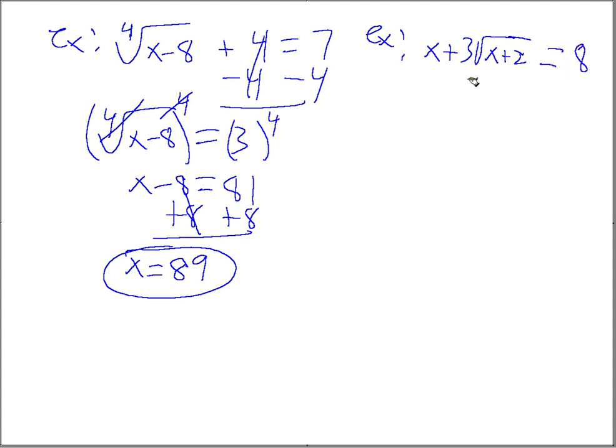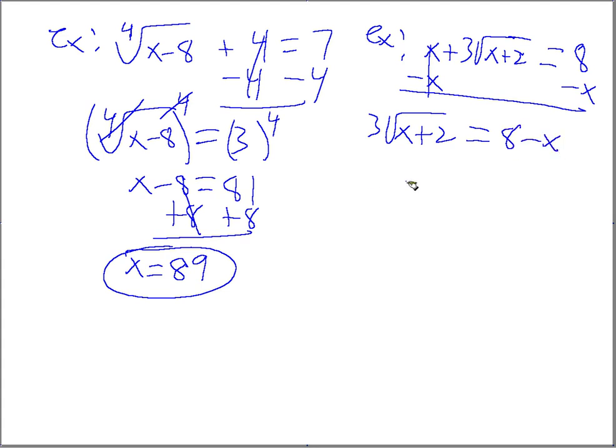All right. So let's look at this one. This one's tricky because of this x out here, but that's okay. The concept's still the same. You're still going to what? Isolate the radical and then square both sides in this case, since this is a square root, to get rid of it. So let's subtract the x on both sides, because you want to get the radical by itself. All right, pretty tricky there, but no big deal. You get 3 square root of x plus 2 equal to 8 minus x, right?